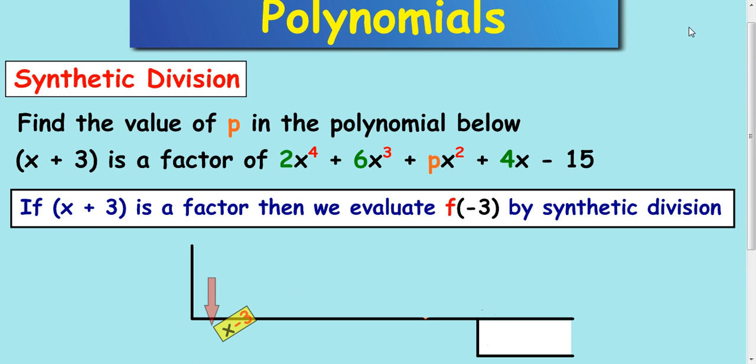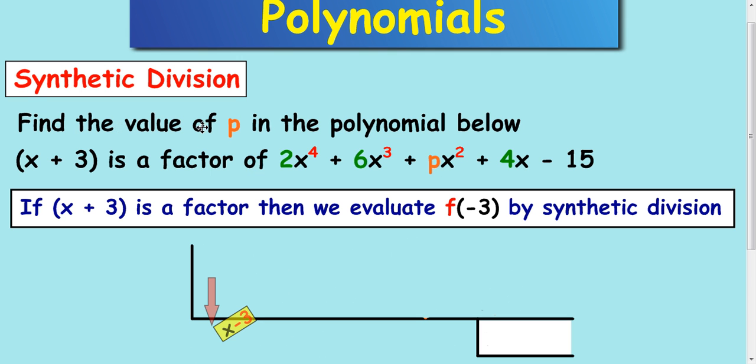In this lesson, we're going to look at how to find the value of a letter within the polynomial. In this particular example, it's p, and it's the coefficient of the x squared. The same technique would be applied if the p was anywhere else in the polynomial.